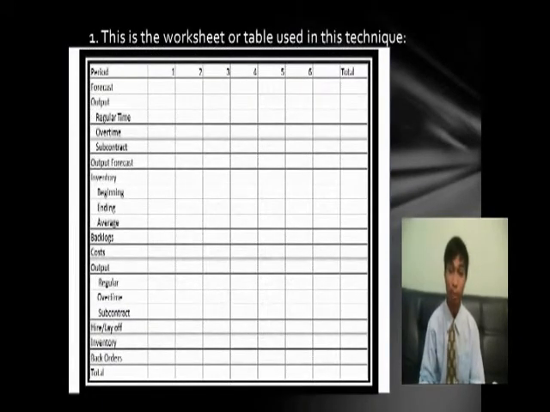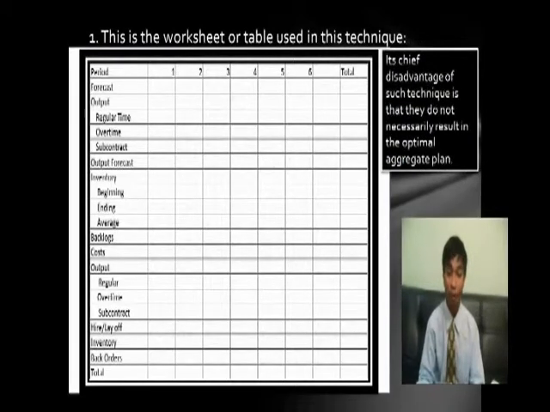First, this is the worksheet or the table used in this technique. This table is the medium for this technique, in which the aggregate planner computes and evaluates the information gathered, like the forecasted demand, the capacity, unit cost, and other variables needed in order to meet the demand requirement.